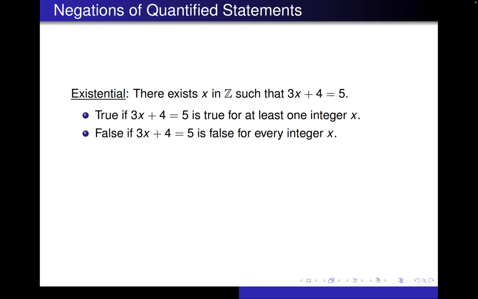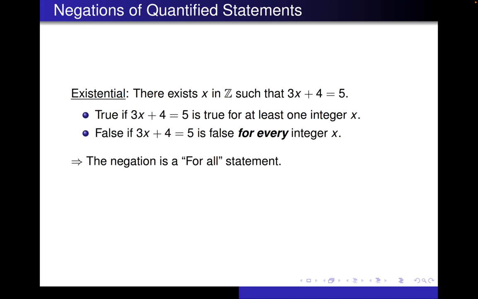And you might notice a funny little phrase in there, "for every." And if you're thinking about what we've just been talking about, that's a for all statement. So saying what it means for that statement to be false is a for all statement. So if I want the negation, that is itself going to be a for all statement. And if I want to reorganize things so that it looks more for all like, it's going to be for all x in the integers, 3x plus 4 equals 5 is false, or 3x plus 4 is not equal to 5. So we took our existential statement, and when we negate it, it becomes a for all statement.